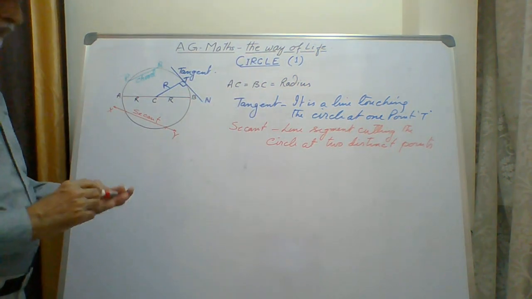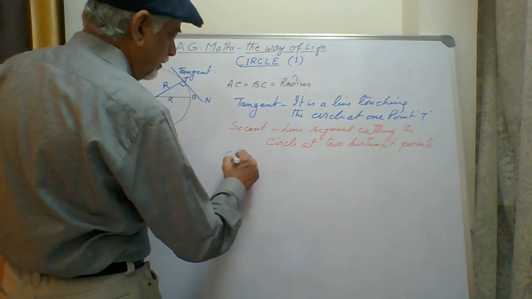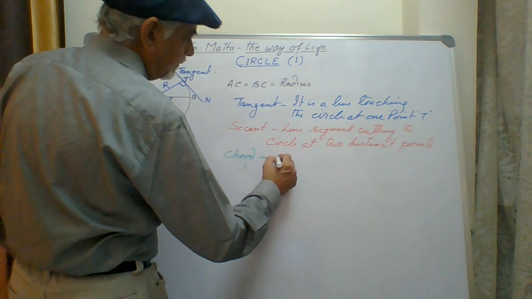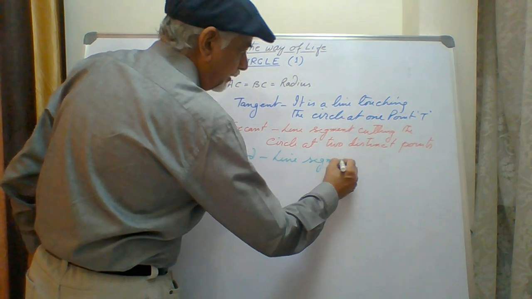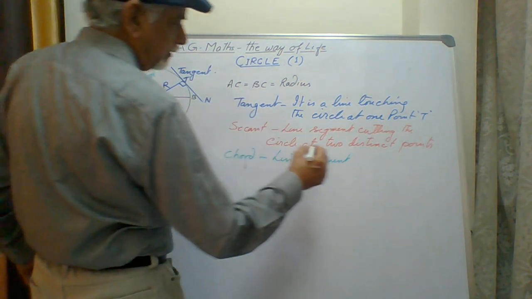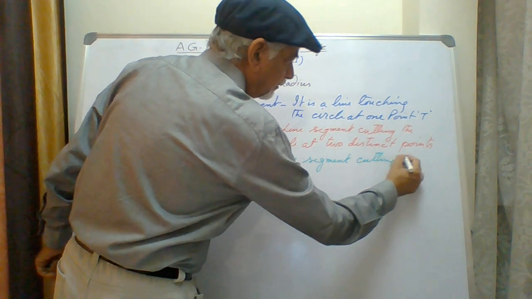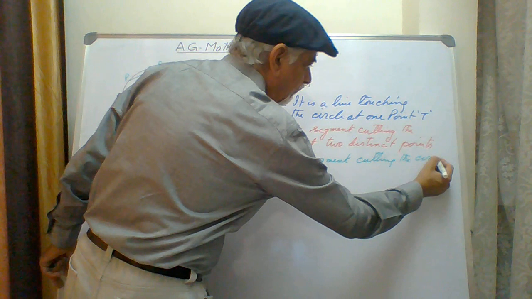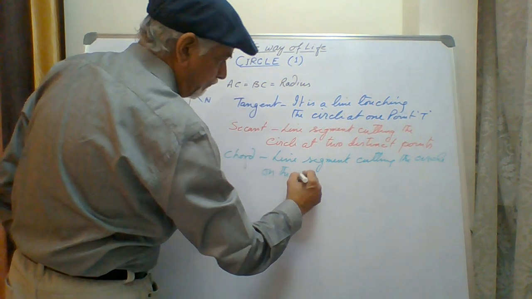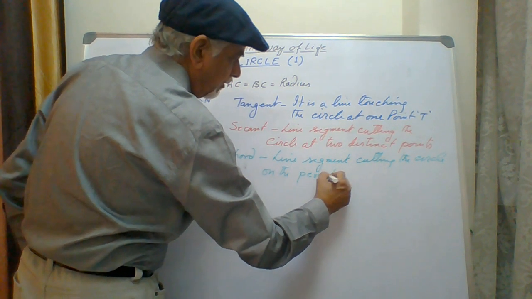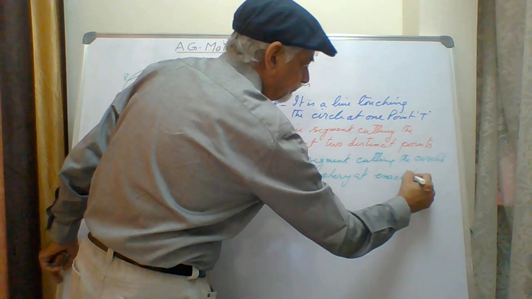right? Then we have another line in green, which is called the chord. So what is a chord? A chord is a line segment cutting the circle exactly on the circumference, on the periphery, at exactly 2 points.